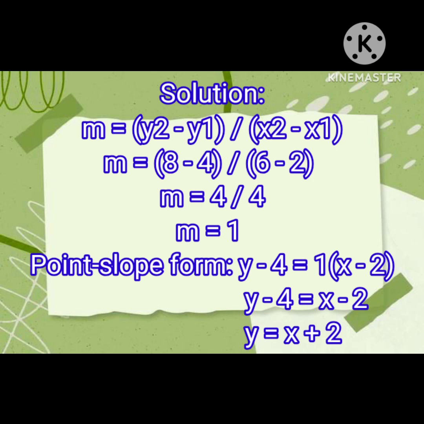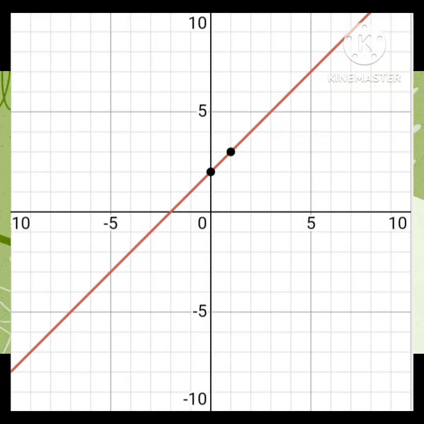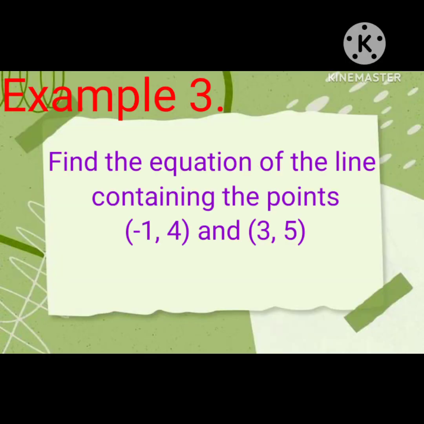Our slope is 1. Now using the point-slope form, we have y minus 4 equals 1 times x minus 2. Simplifying this equation gives us y minus 4 equals x minus 2. Rearranging further, we get y equals x plus 2. And this will be our graph for our equation. Next is example number 3. Find the equation of the line containing the points negative 1, 4 and 3, 5.